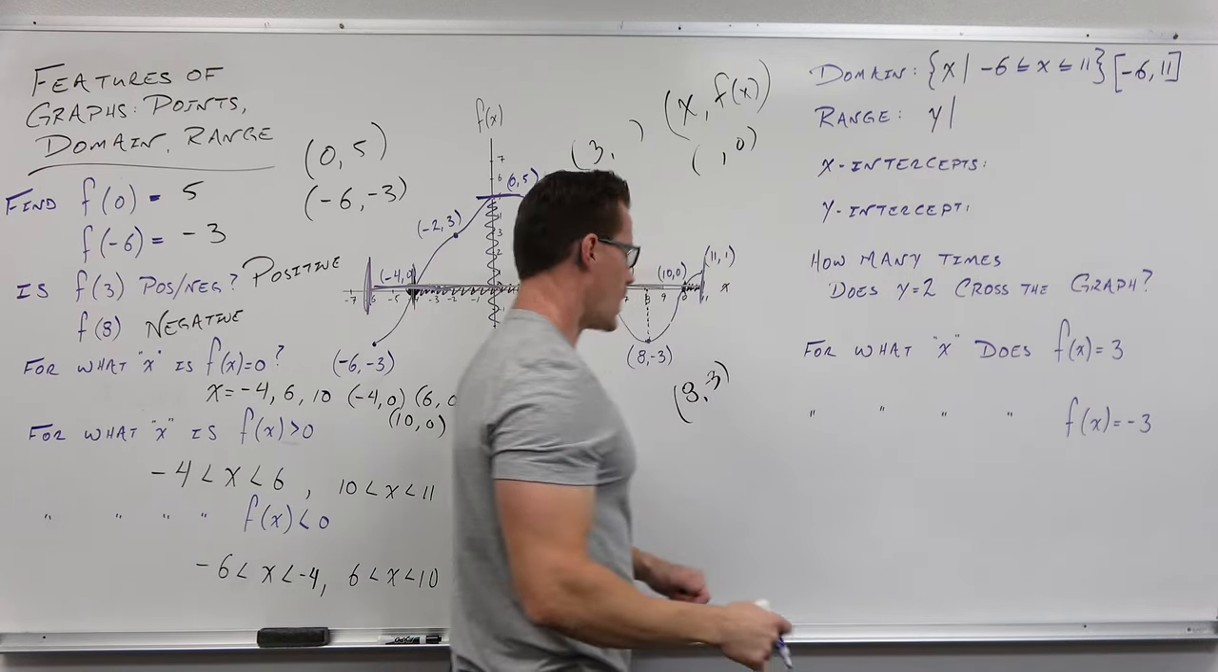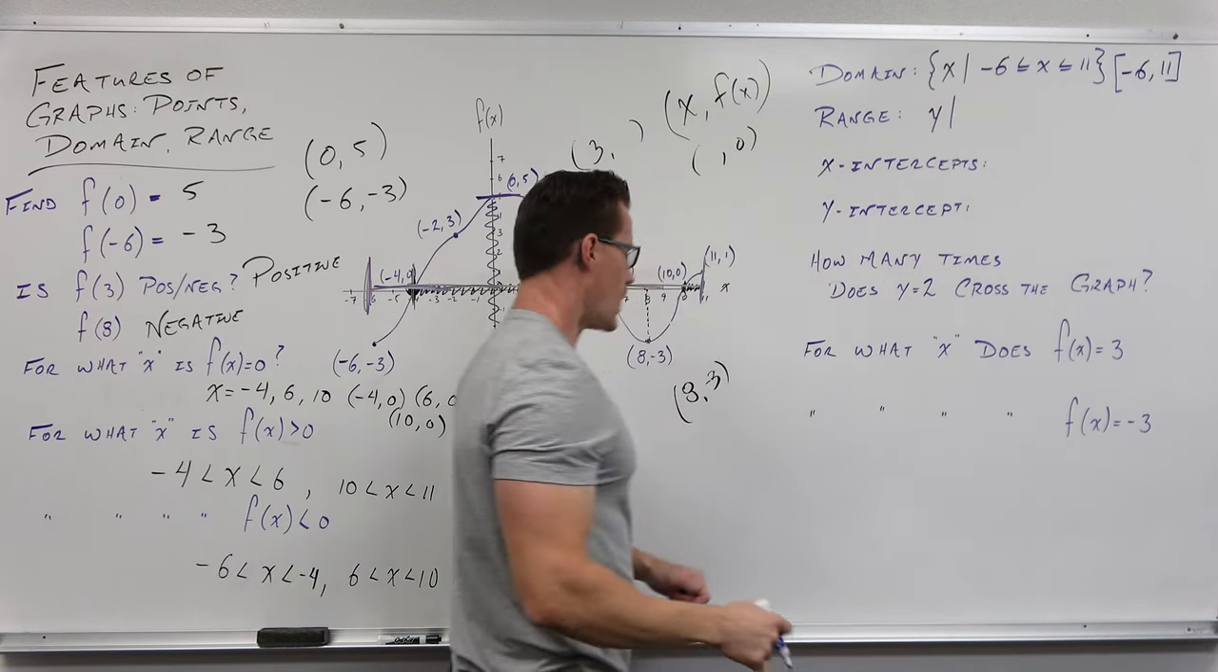Now, can a function have more than one x-intercept and still be a function and pass the vertical line test? Of course. Can a function have more than one y-intercept and still be a function? No, that would fail the vertical line test. That would fail the idea of, hey, one input needs to give you exactly one output. So your y-intercept, there needs to be only one of them, if there even exists one.